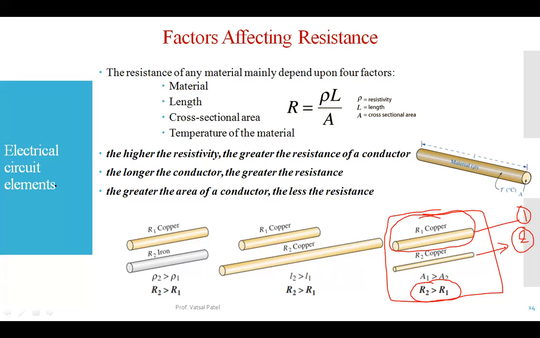Is there any question on this slide or this topic? Just remember the factors affecting resistance: the resistivity of the material, the length of the conductor, the cross-sectional area of the material, and the temperature of the material. So these are the four factors which affect the resistance of the material. Is there any question or doubt here? You can put it into the chat box also if you have any.